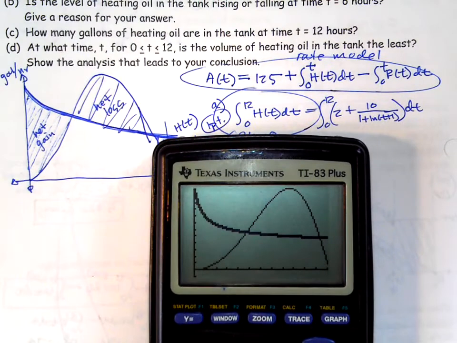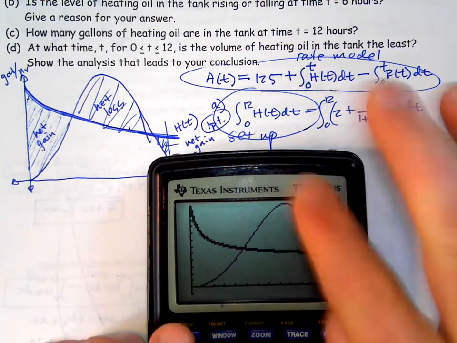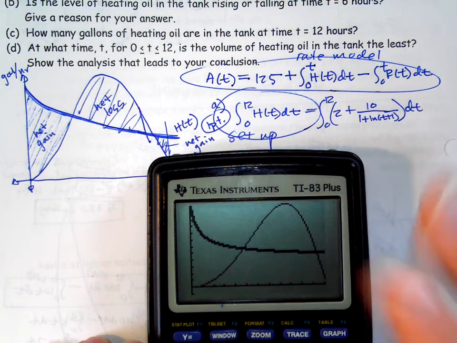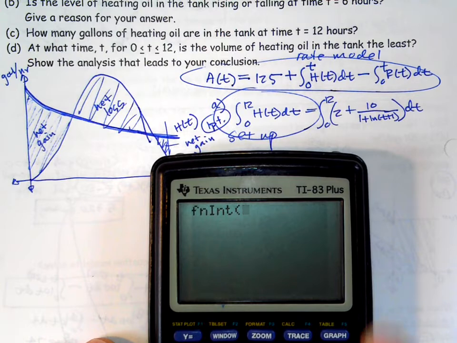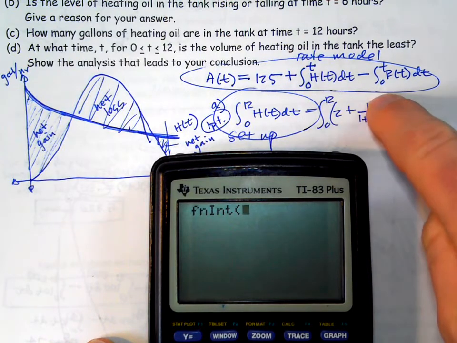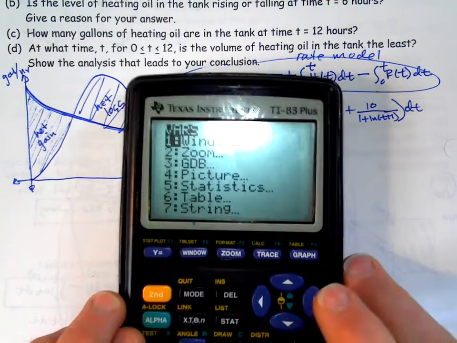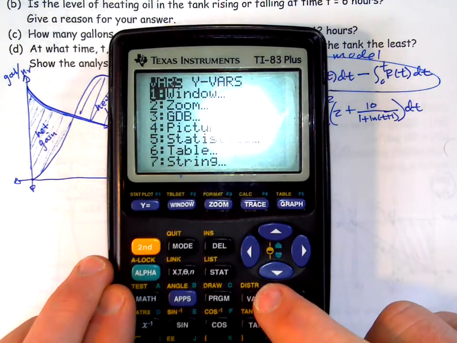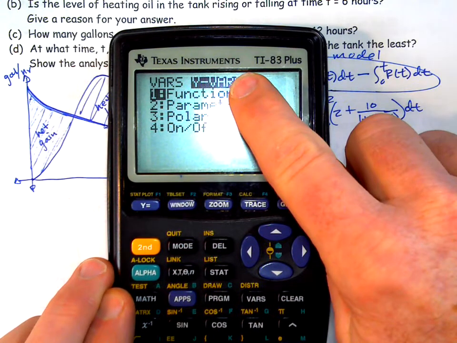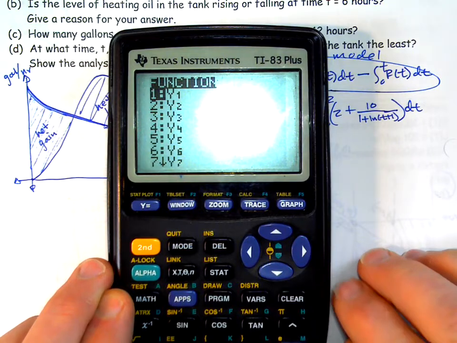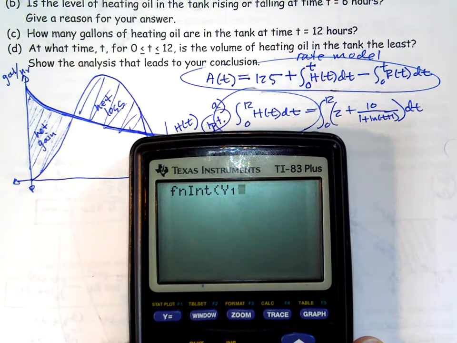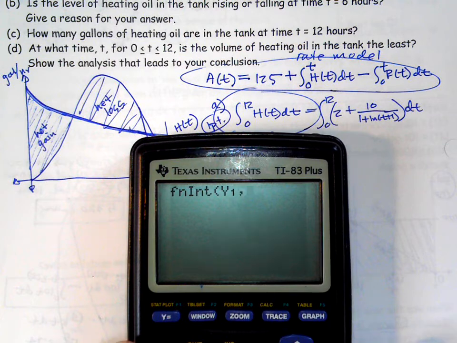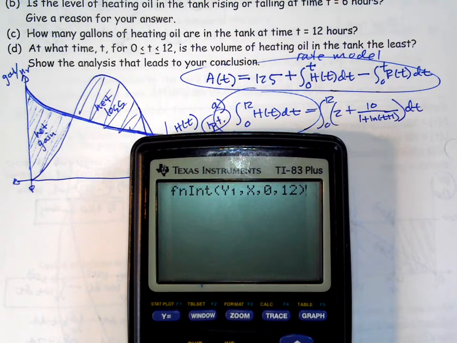It doesn't mean you have to show me the buttons you're pushing or whatever. So I'm not going to do this on this screen. You could, but I generally just integrate on the original screen. So I'm going to do math 9. Now, I don't want to retype that crazy thing there, so I'm going to do vars, then go to y vars, go to function, hit enter, and then y1 is the function we want. That copies and pastes the formula from the y menu. I'm going to take advantage of that a lot of times on problems. Comma x, comma 0, comma 12, hit enter.